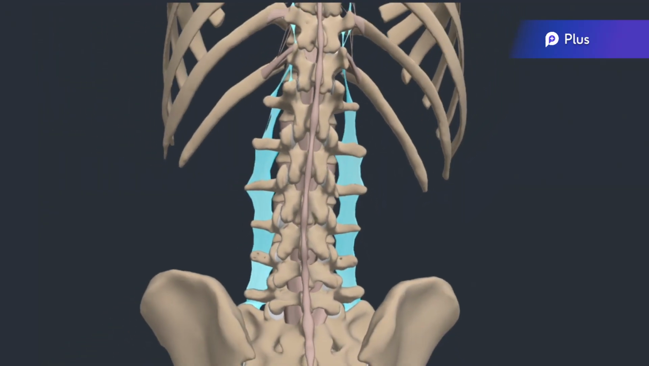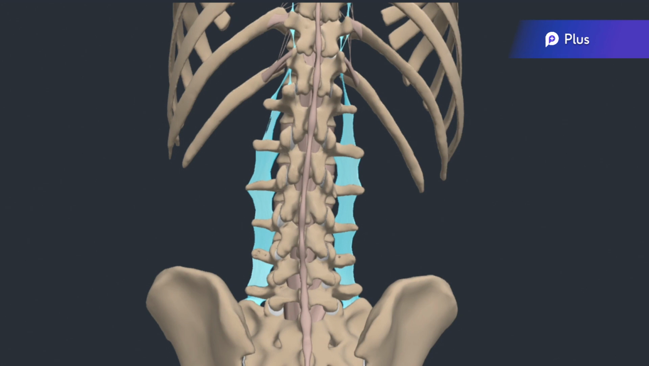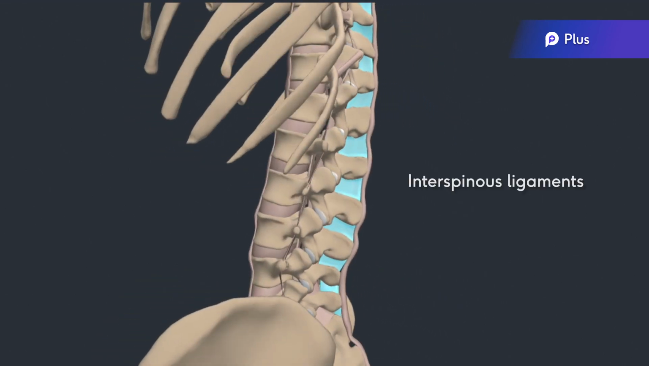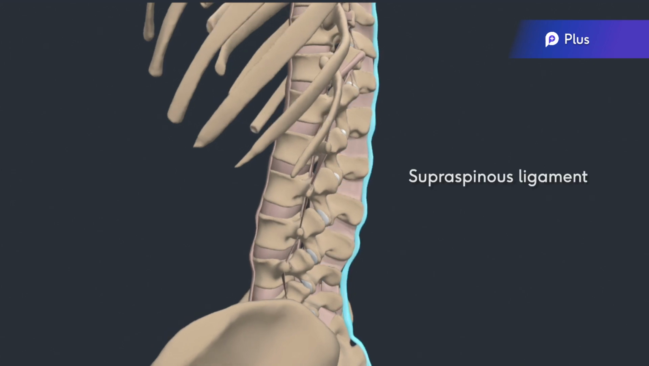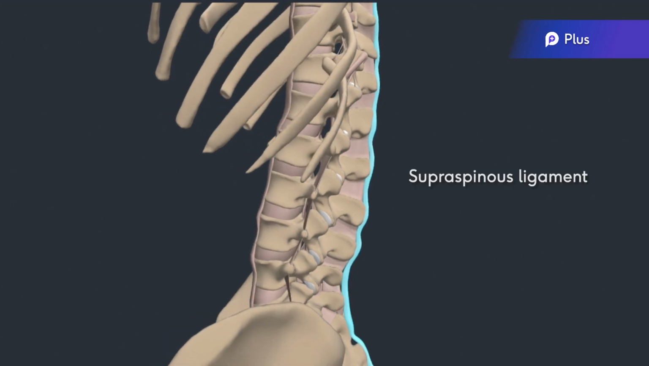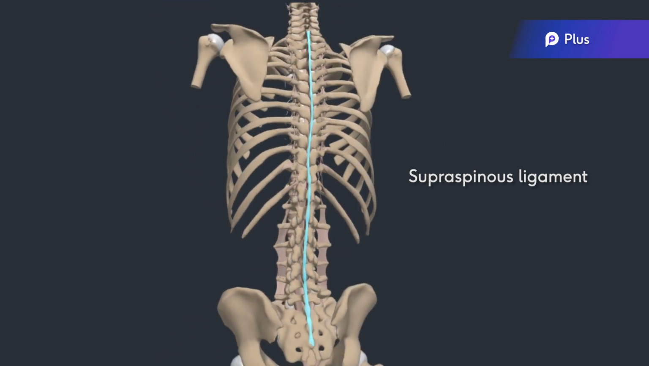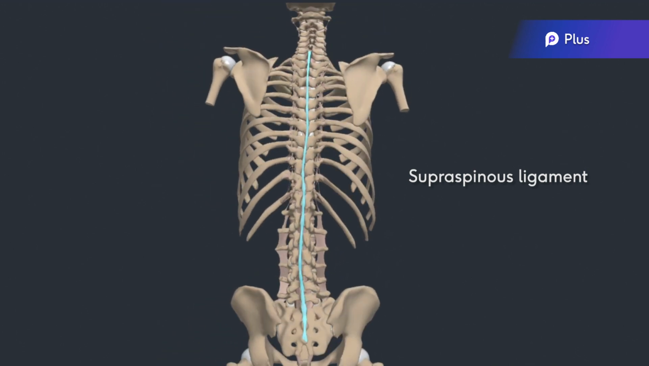Between the transverse processes on each side of each vertebra are the intertransverse ligaments. They limit lateral flexion of the spine. The interspinous ligaments connect the spinous processes of each vertebra and limit flexion in the spine. Finally, the supraspinous ligament is a continuous ligament originating from the C7 vertebra down to the sacrum. It connects the tips of the spinous processes and limits flexion of the spine.